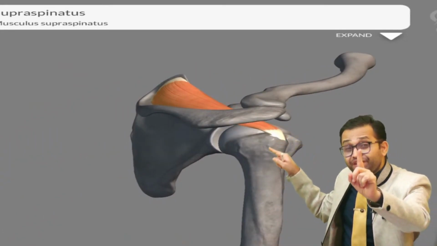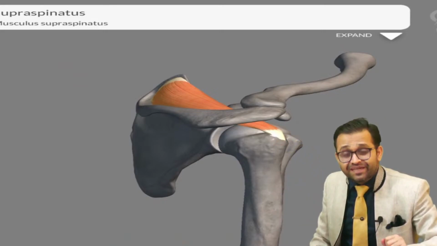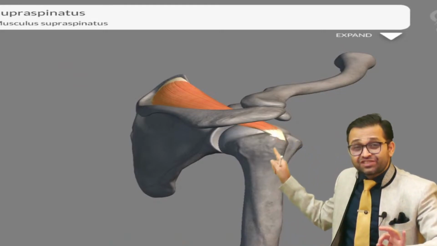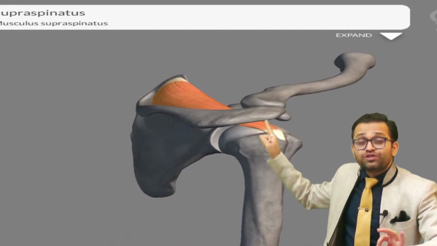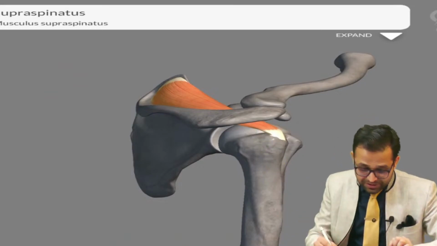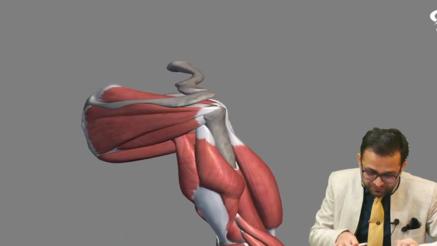Upper impression, very important for the university exams and the MCQs. For the orthopedics, clinical integration, supraspinatus tear syndrome is important. You must know the origin and insertion of the supraspinatus muscle. Agree, beta? Okay, sir. Now try to understand further.